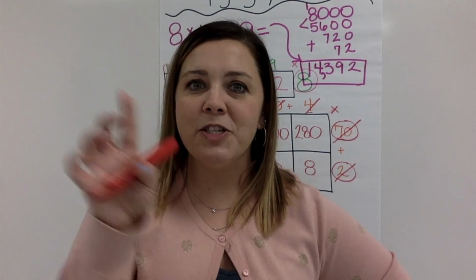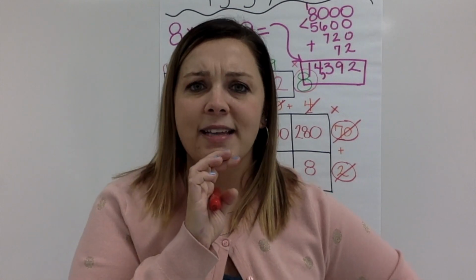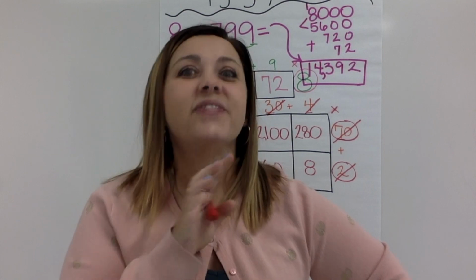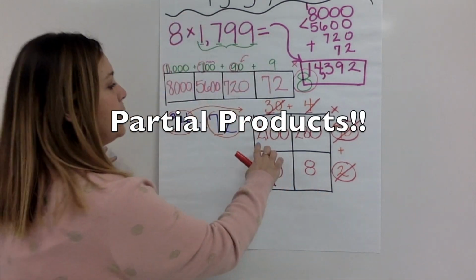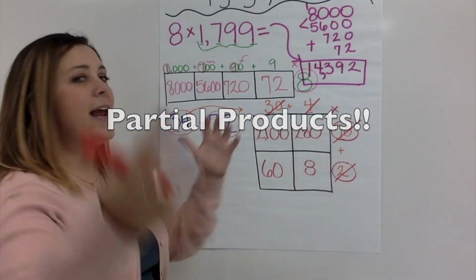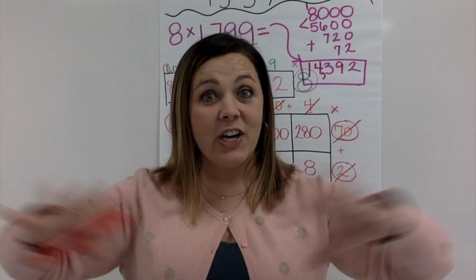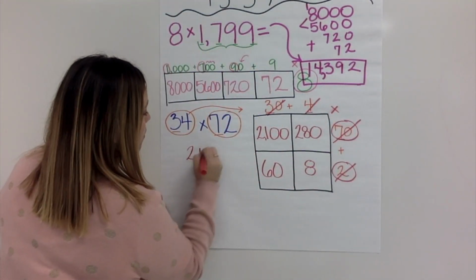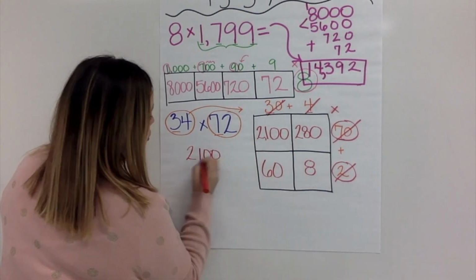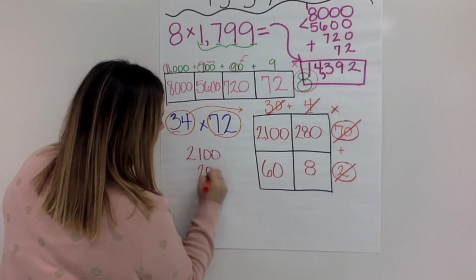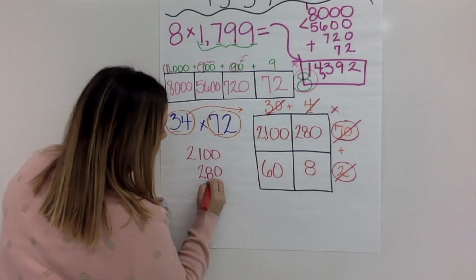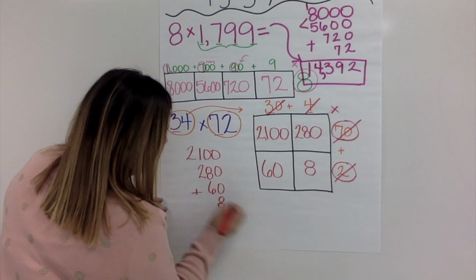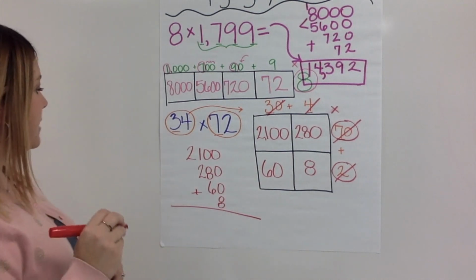Who remembers what we do with all these little numbers in there? Yes, and what do we call those? Excellent. These are our partial products that we now have to add together to get our total product. So we've got 2,100, 280. Don't forget to line up your places. 60 and 8. We're adding those partial products together.